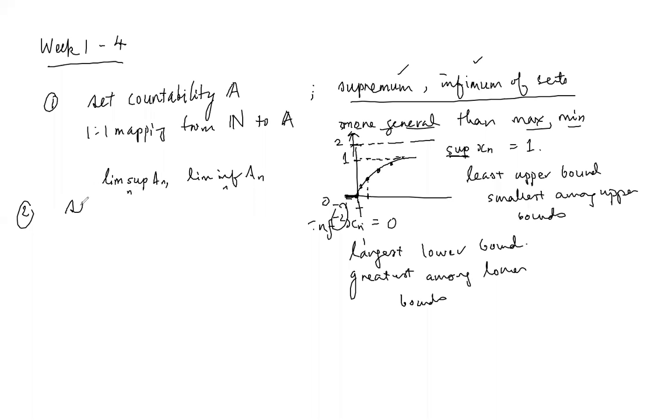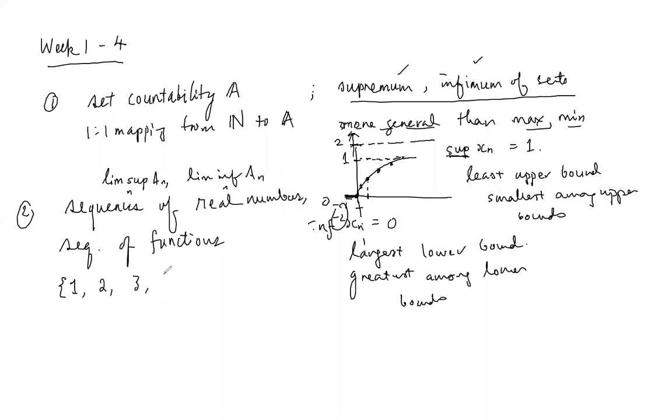And then we studied sequences, right? Sequences of real numbers and sequences of functions. Sequences of real numbers are basically something like this, right? A sequence is different from a set because the order of your elements is important. And then of course a sequence of functions, you maybe have something like 1 over x, 1 over 2x, 1 over 3x, and so on. The general one is 1 over nx.